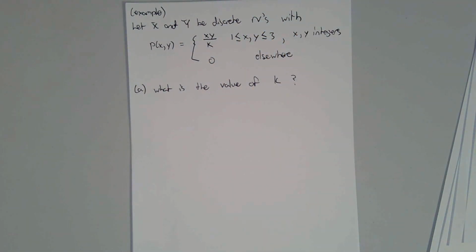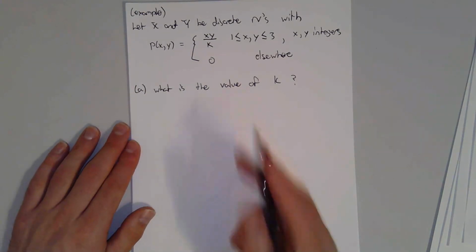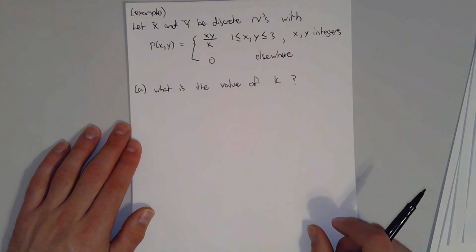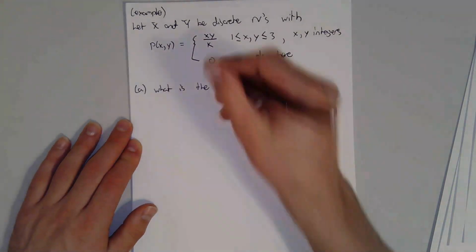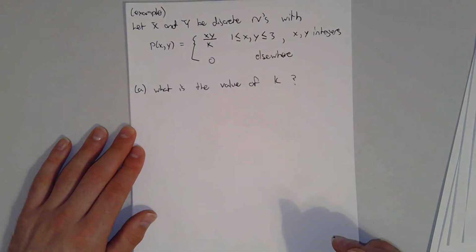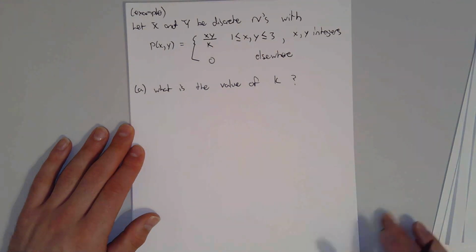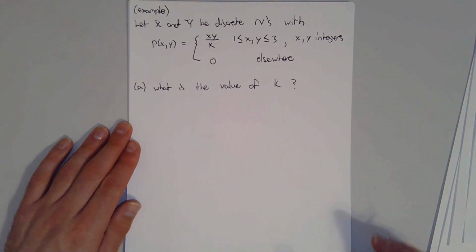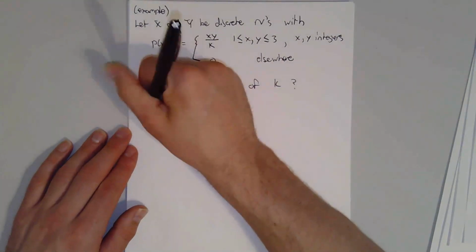So what is the value of k? That's our first question. This will be three parts, A, B, and C. The first thing is, what is the value of k? We're going to use our definition of a joint PMF in order to answer this question.